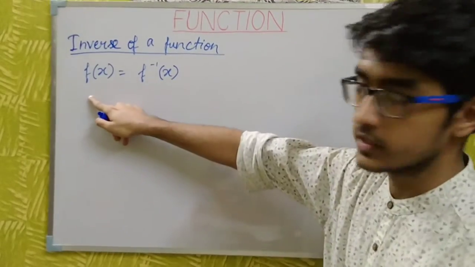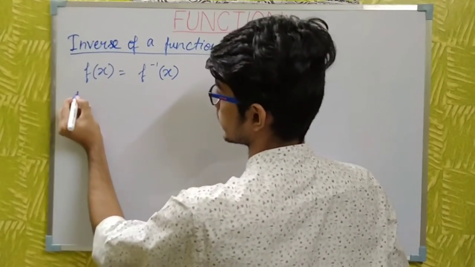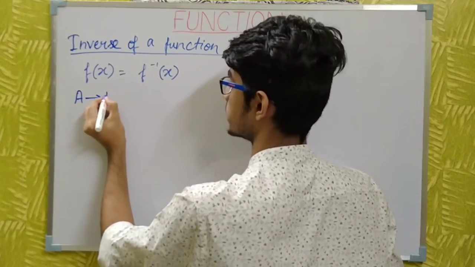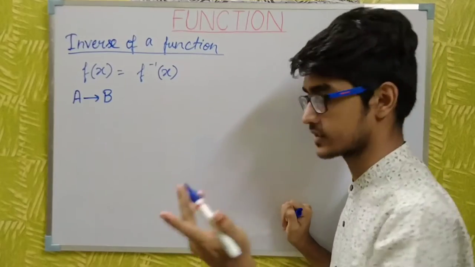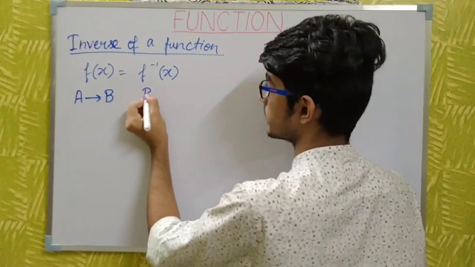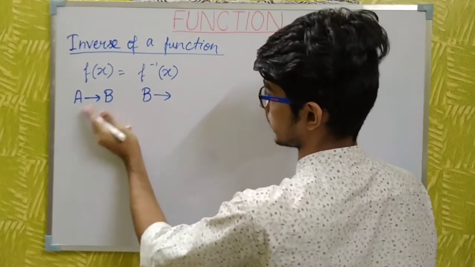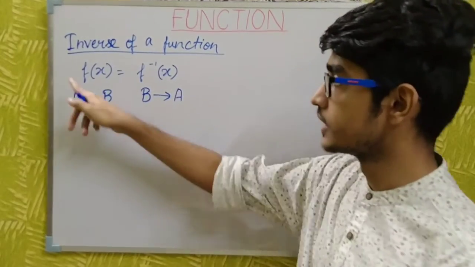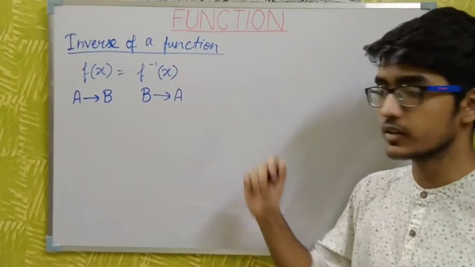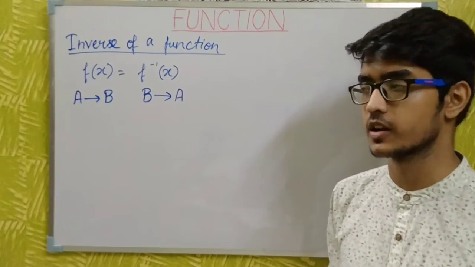For f(x), the domain is, let's say, A and the range is B. Then in the case of f inverse x, the domain and range get reversed. The range becomes the domain and the domain becomes the range. Then this function is from B to A and that function is from A to B. Now this is the concept of an invertible function.